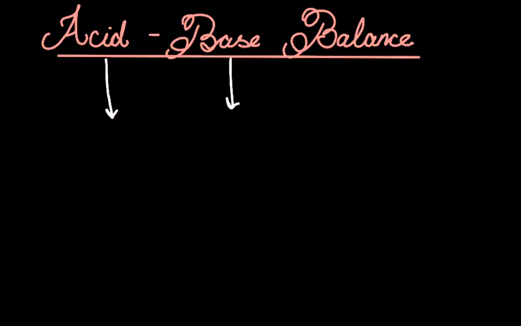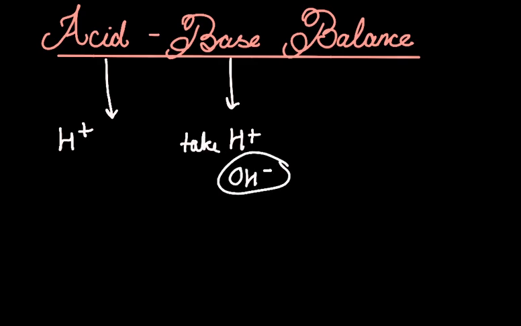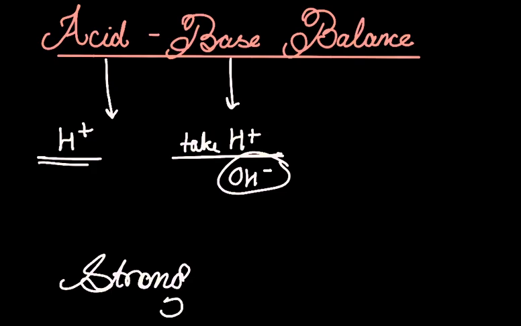The easiest definition: acid is something that generates H plus, and base is something that takes H plus or generates OH minus. This is not much important, but this and this is very important whenever we talk about acid and base in our body. Now there are two types of acid. One is strong acid, another is known as weak acid.